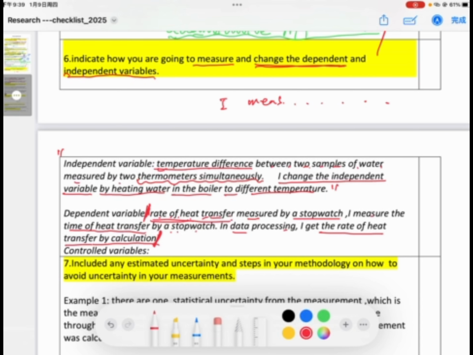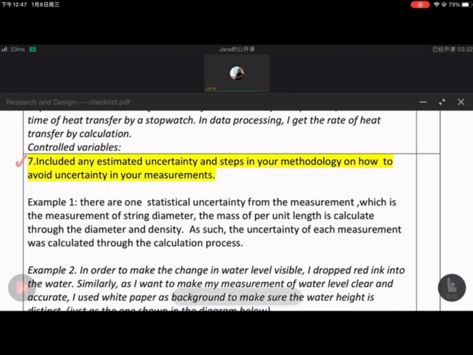So just in a word, try to describe specifically how you are going to do that. Okay, so checkpoint 7 is, when you write your background and your design, did you include the estimate of uncertainty and the steps in your methodologies? It means that in your methodologies or instructions, you need to show the examiner that you have taken some actions and steps to think about your uncertainty and try to reduce the uncertainty.